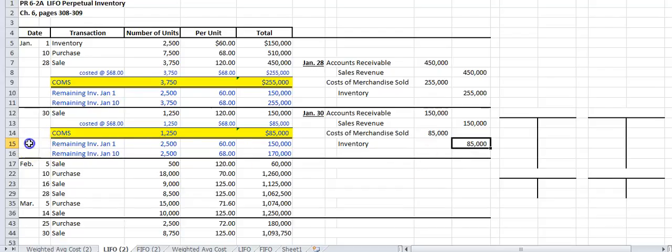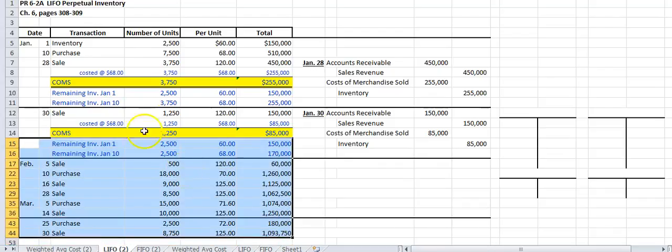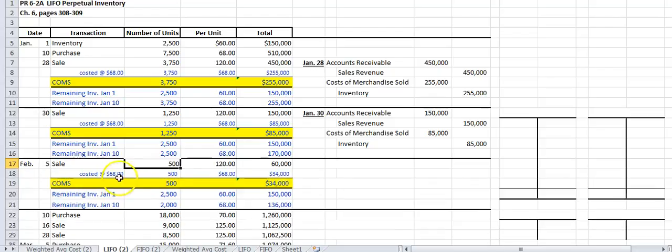Okay, so here's my remaining inventory. We've calculated. Let's go ahead and just look forward, and let's forget about that in the background. That's part of the past. We did another sale. This time it's 500, and again, this is going to be satisfied just with this layer alone. So again, we know it's going to be costed at 68, the entire 500. So the entire 500 is costed at 68, which gives me a cost of merchandise sold of 34,000.